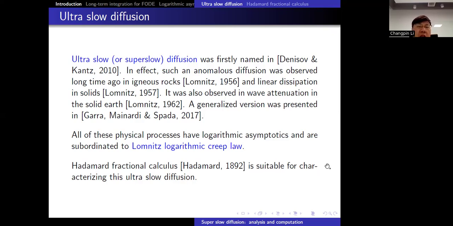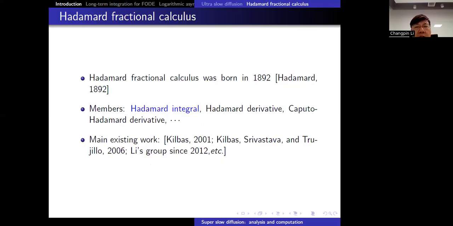Now we introduce Hadamard fractional calculus. This kind of calculus was born in that year by Hadamard, a giant mathematician in France. Such fractional calculus has members: the Hadamard fractional integral, the Hadamard fractional derivative, and the Caputo-Hadamard derivative. It's different from the integer order calculus.